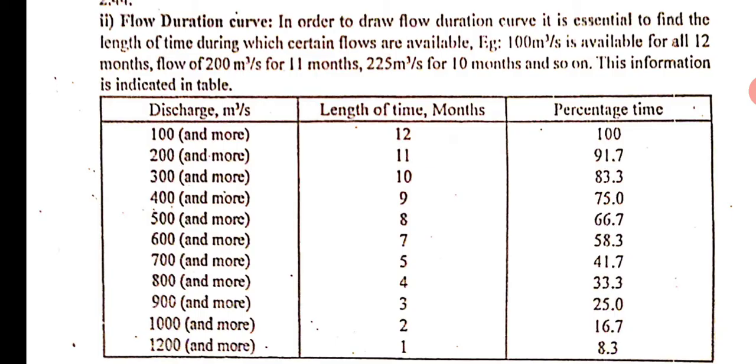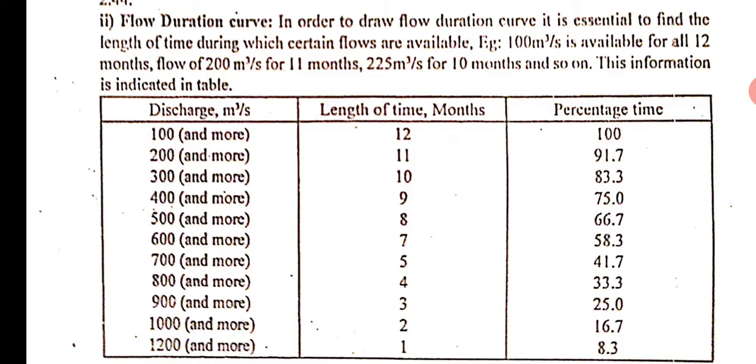Okay. Hence, for example, 100 meter cube per second is available for all the 12 months, and the flow of 200 meter cube per second is available for 11 months. Okay, 225 for 10 months and so on. So this information is tabulated below. So discharge is already given. So 100 to 1200 you write in the first column. Then the second column, length of time. Okay, so 100 is the lowest, it is for the entire year. So you write the months, 12, 11, 10, 9, 8, whatever is there.